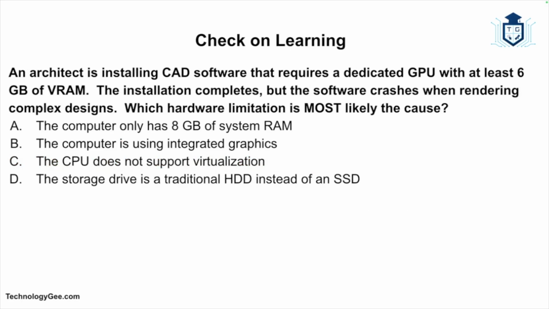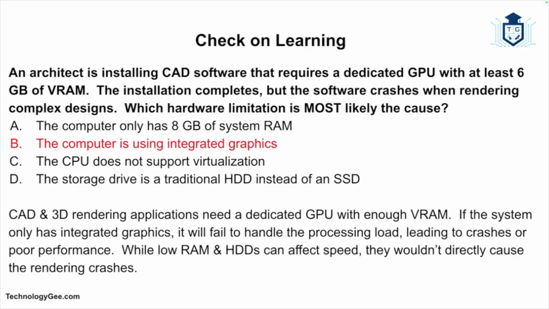Next question. An architect is installing CAD software that requires a dedicated GPU with at least 6 gigabytes of VRAM. The installation completes, but the software crashes when rendering complex designs. Which hardware limitation is most likely the cause? Is it the computer only has 8 gigabytes of system RAM? Is it the computer is using integrated graphics? Is it the CPU does not support virtualization? Or is it the storage drive is a traditional HDD instead of an SSD?